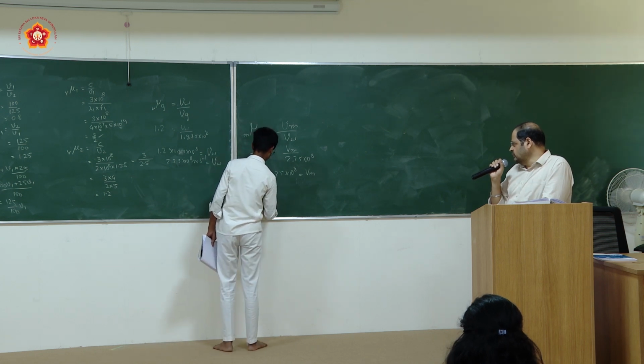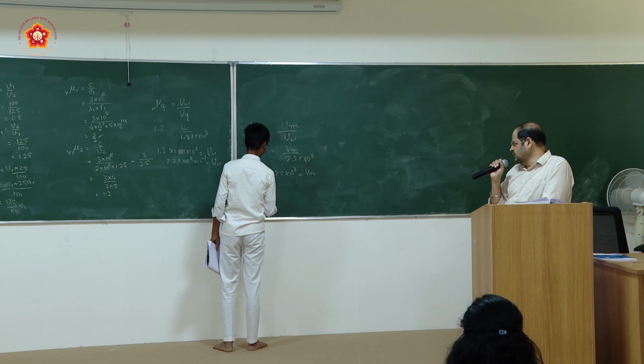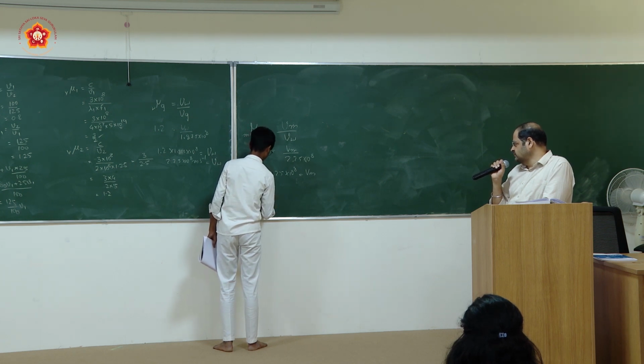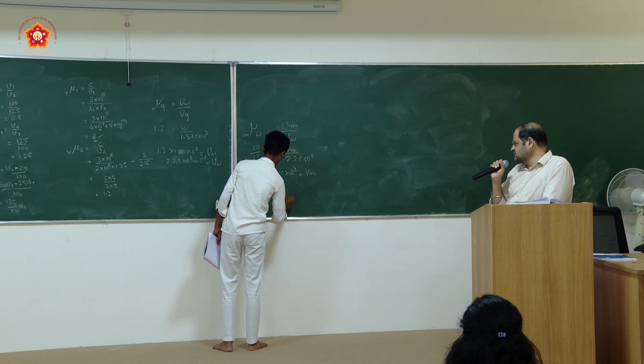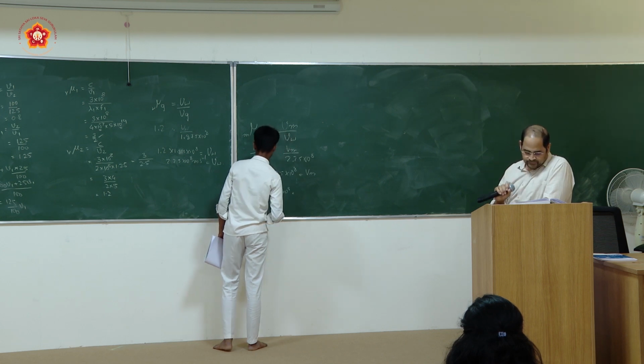Eleven twos are 22 will be there. Then 0 remainder, decimal point, 5 is there. So 2.04. Final answer is there: 2.04 into 10 to the power 8 meter per second.